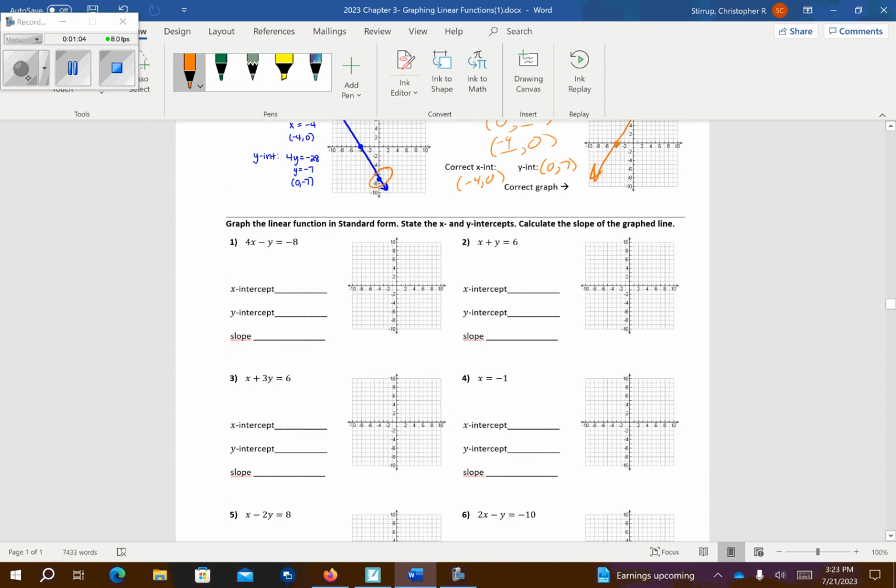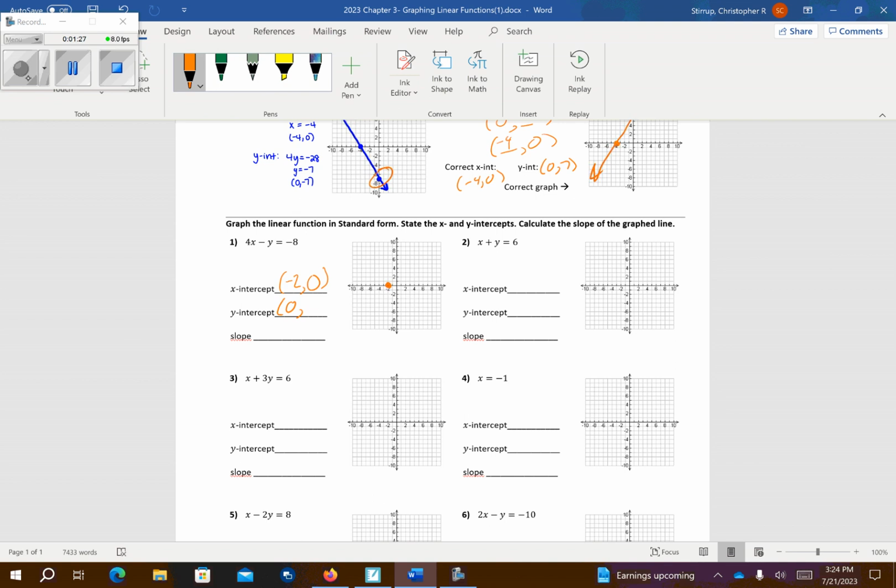All right, so the x-intercept is going to be 0, comma, blank. Or y-intercept 0, comma, blank, excuse me. I'm just all over the place right now. Sorry, guys. So plug, that'll be 0. So 4 times what number gives me negative 8? That's negative 2. So negative 2, 0.